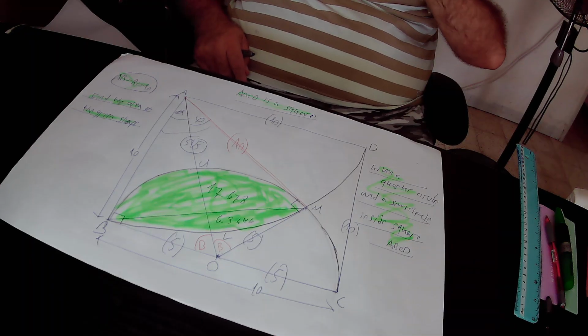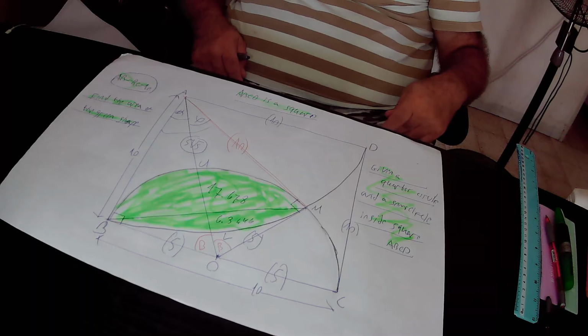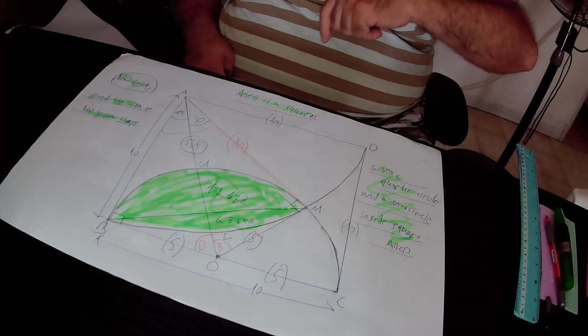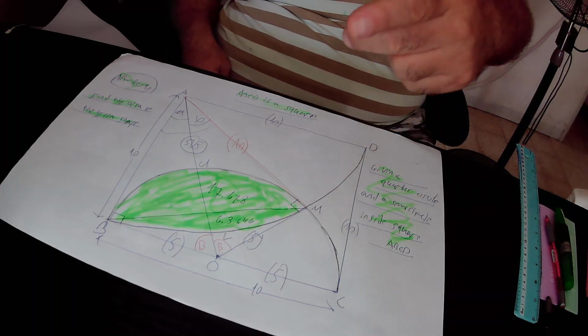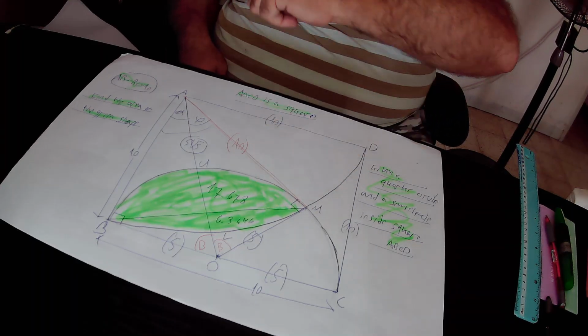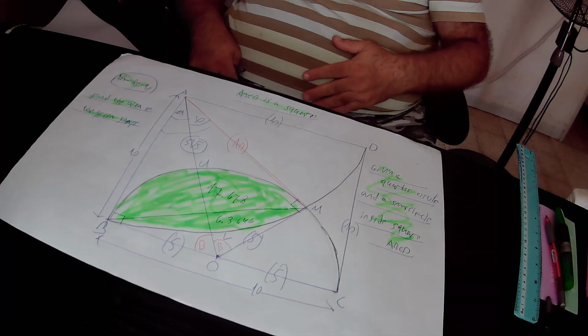In the next step, we join points O and M together by a straight line. Point O is the center of the semicircle, point M is a point on the semicircle itself, therefore OM is the radius of the semicircle, that is equal to 5. In the next step, we join points A and M together by a straight line.